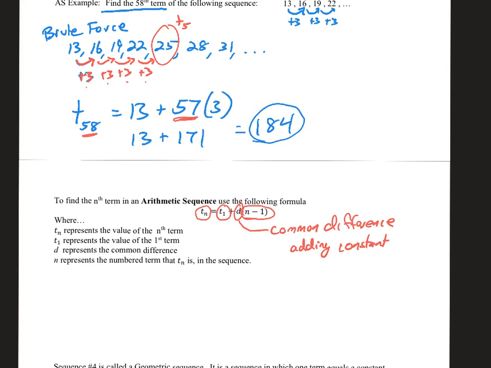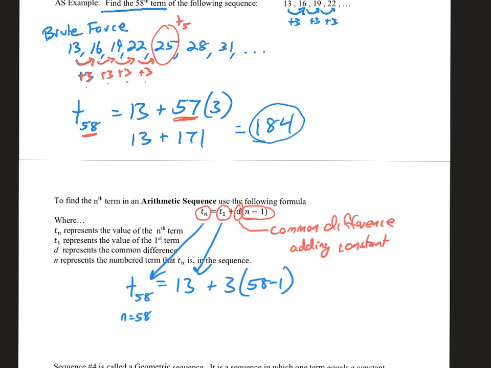So in this formula that we used to find that 58th term, n was 58. And so we took the first term, which was 13. There's that. And what did we add? The common difference was 3 times 58 minus 1, which was 57. So everything is there. It's all there from the formula, from the work we had done earlier.